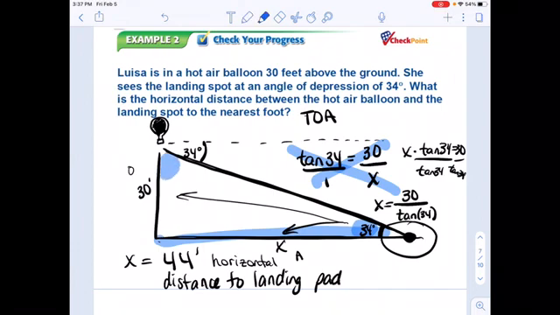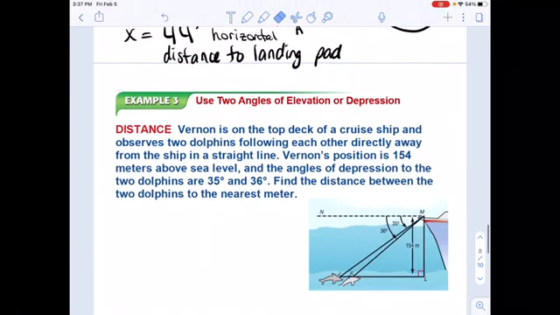All right, if you had instead used this degree and did opposite over adjacent, you would also get 44 feet for the solution there.